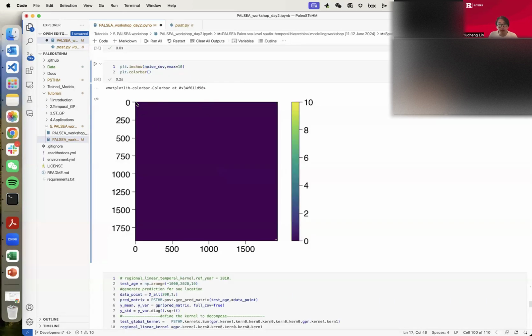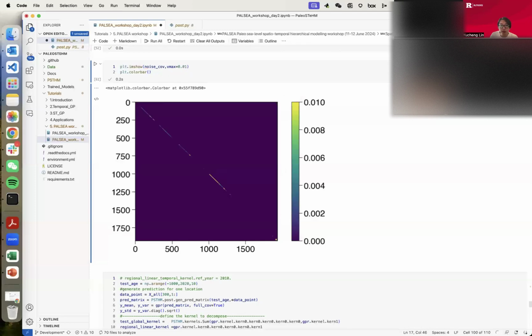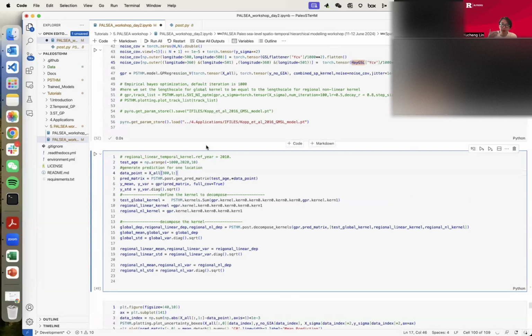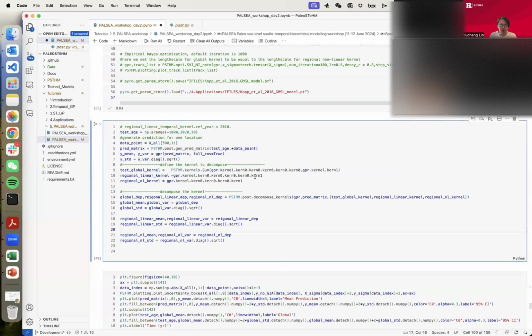You see here the variance should be pretty low. Let's just put the variance. You can see that the variance here is pretty low compared to previous data. So in that case, our reconstruction really pays attention to the global mean sea level reconstruction.